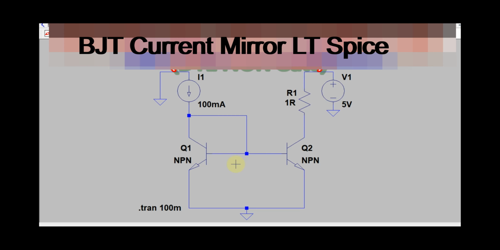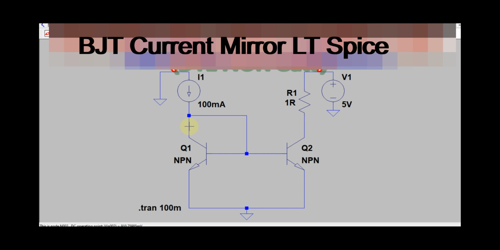As you know, this is an NPN transistor. I haven't taken any specific part. This is a generic part, that is Q1, and this is also an NPN transistor, also a generic part, that is Q2. You can see here I have injected a 100 milliampere current source into this transistor Q1, and the collector of this transistor is shorted with the base of Q1 and the base of Q2.